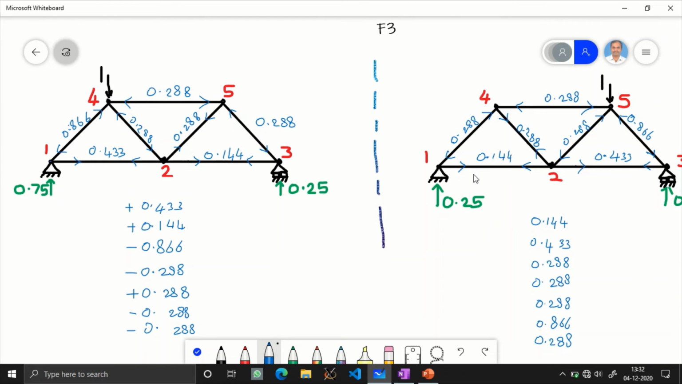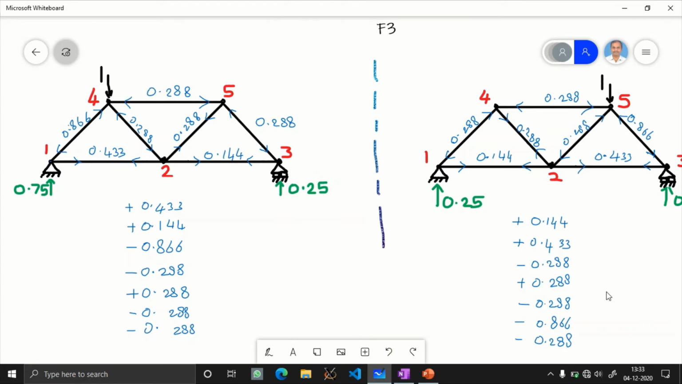For signs, force acting away from joint is positive, so this is positive. 0.433 is away from joint, so positive. This is acting towards joint, so it will be minus. P4 away from joint, so plus. P5 towards joint, so minus. P6 towards joint, so it will be minus, and P7 towards joint, so this will be minus. So this gives the second column of my B matrix.